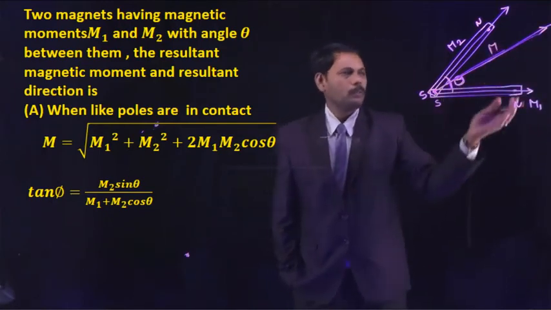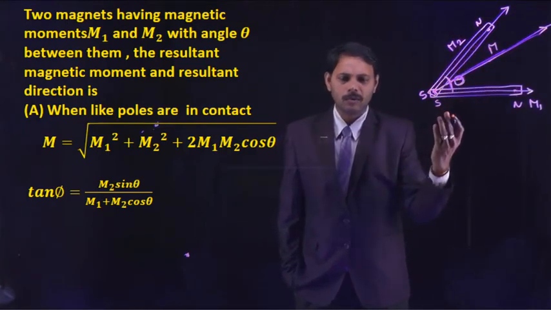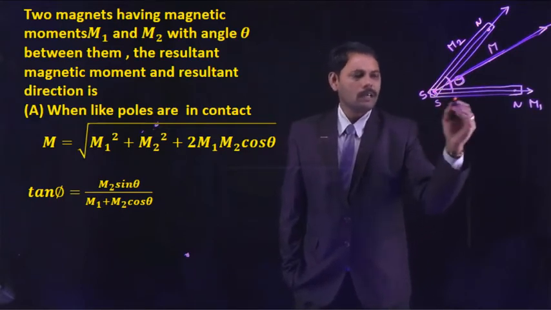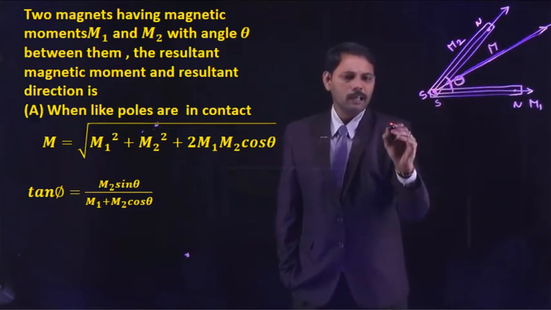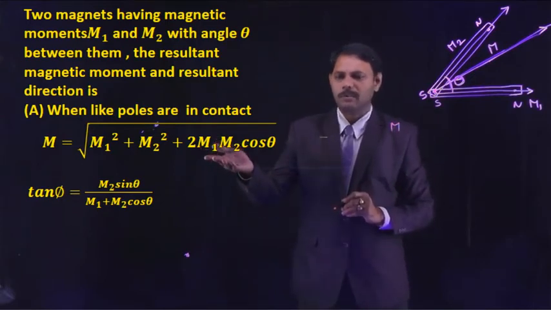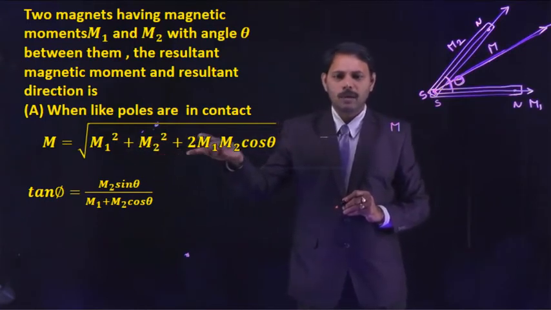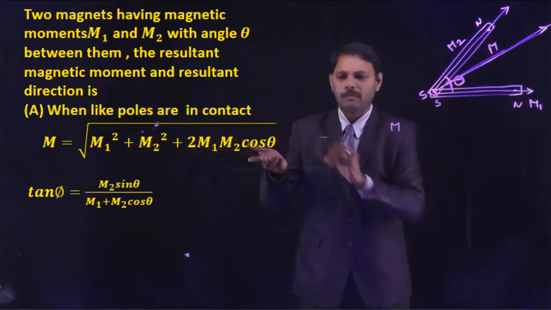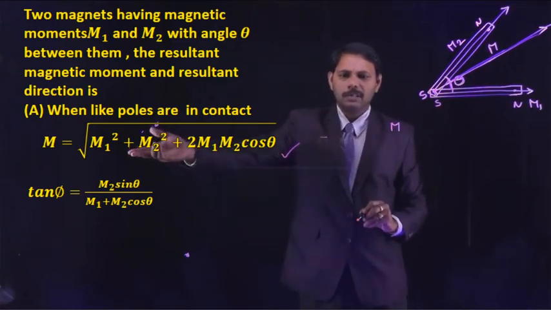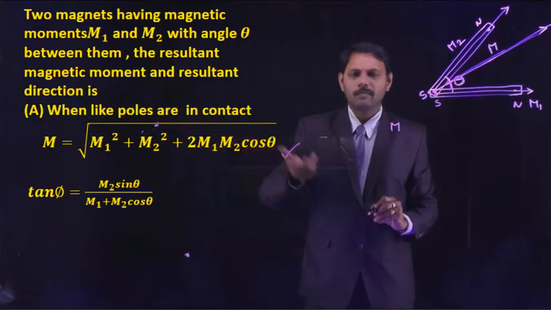We know that for two vectors P and Q making angle theta, the resultant is the square root of P square plus Q square plus 2PQ cos theta. So the net magnetic moment M is given by this formula: M is equal to the square root of M1 square plus M2 square plus 2 M1 M2 cos theta. Hence this is the correct formula for us.